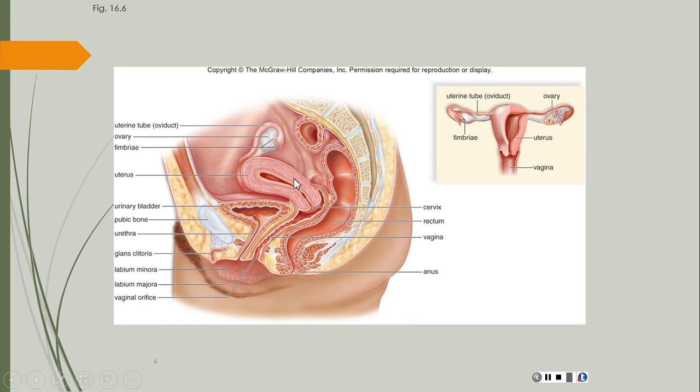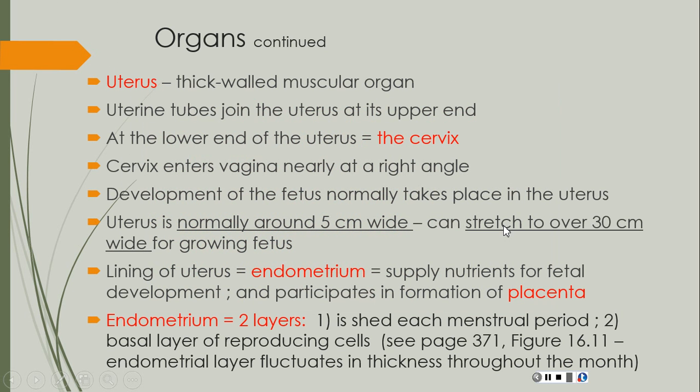Back in here, this is the uterus, and it has this tilt, and the cervix is the bottom portion of the uterus as it enters into the vagina. So the uterus is a thick-walled, muscular organ. The uterine tubes join at the uterus at its upper end, and as we just pointed out, the cervix is at the lower end. And if you noted on that picture, the cervix enters the vagina at nearly a right angle. It's not straight down. The development of the fetus normally takes place in the uterus, which is normally about 5 centimeters wide, but it can stretch to over 30 centimeters wide, obviously for the growing fetus.